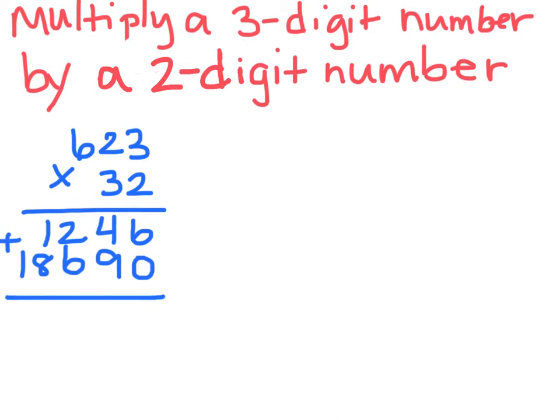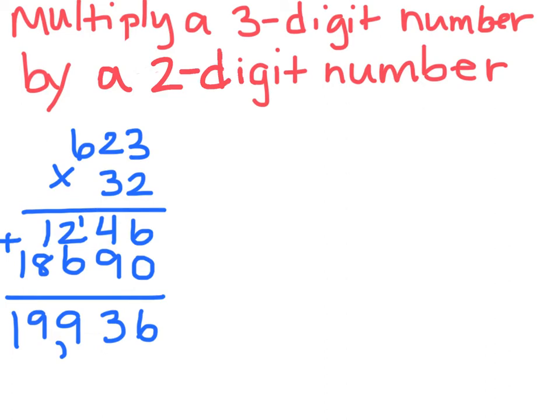6 plus 0 is 6. 4 plus 9 is 13. Write the 3, carry the 1. 1 plus 2 is 3, plus 6 is 9. 1 plus 8 is 9, and our 1 comes down on its own. So our final answer is 19,936. Now let's use estimation to check for how reasonable our answer might be.